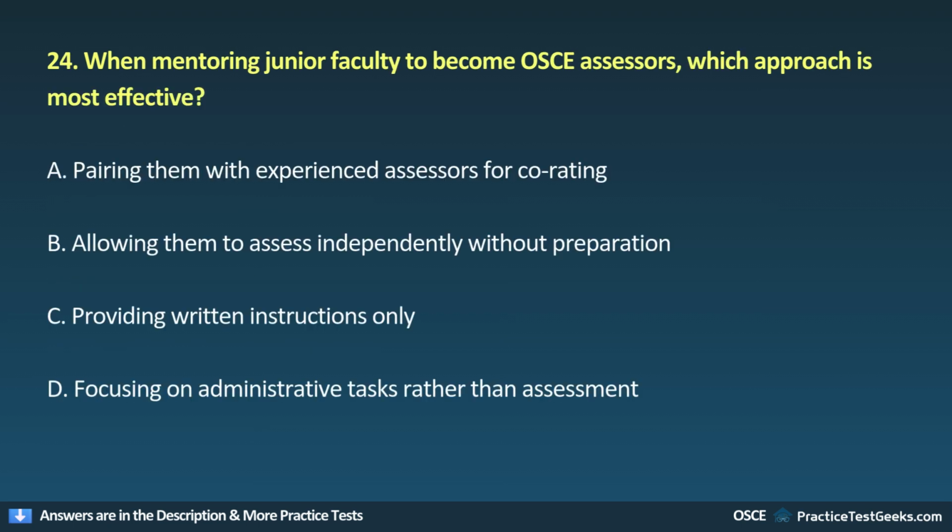24. When mentoring junior faculty to become OSCE assessors, which approach is most effective? A. Pairing them with experienced assessors for co-rating. B. Allowing them to assess independently without preparation. C. Providing written instructions only. D. Focusing on administrative tasks rather than assessment.